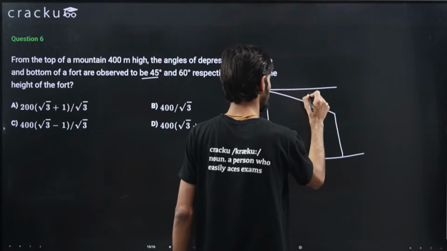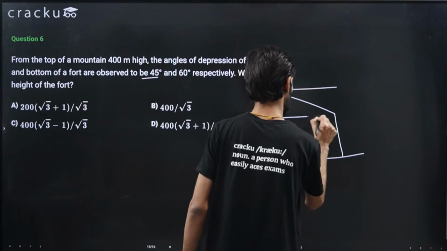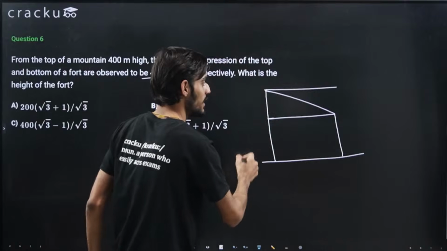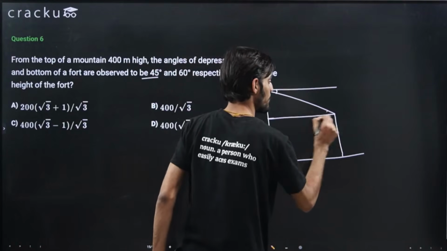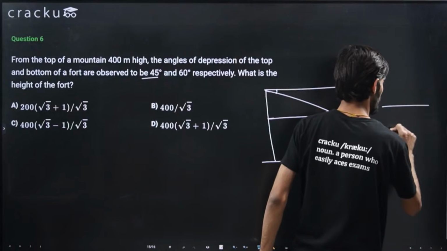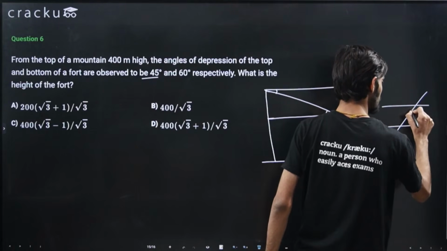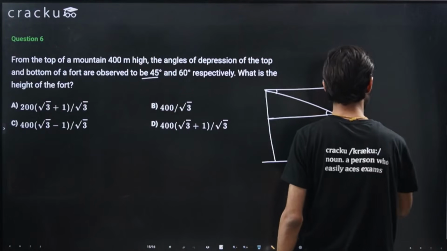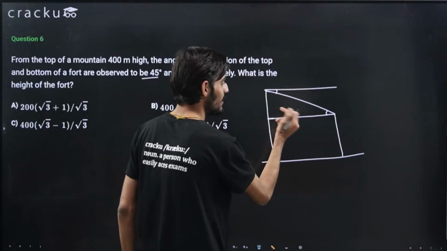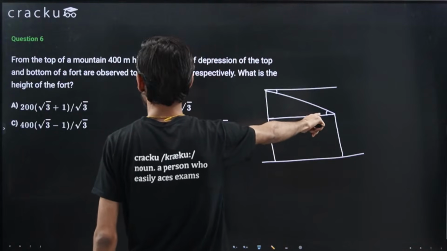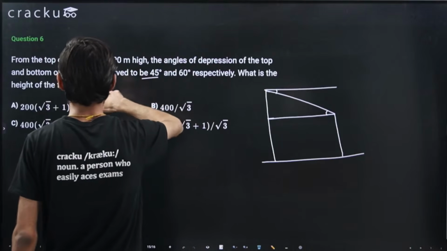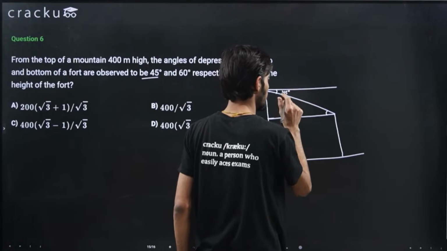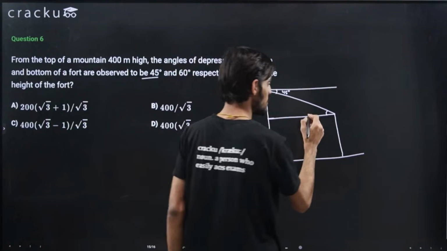If two lines are parallel and we draw any transversal line, then these two angles are the same. If there are two parallel lines and you draw a transversal like this, then this angle and this angle are equal. So using this logic from geometry, because we are given the angle of depression for the top of the fort is 45 degrees and the bottom is 60. So for the top it is 45 degrees. Because this is 45 degrees, this will also be 45 degrees.